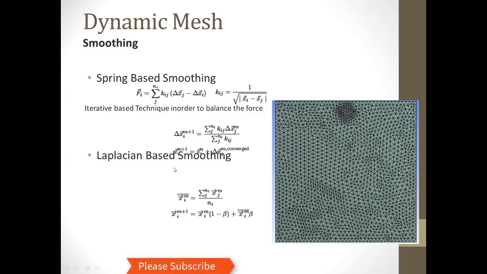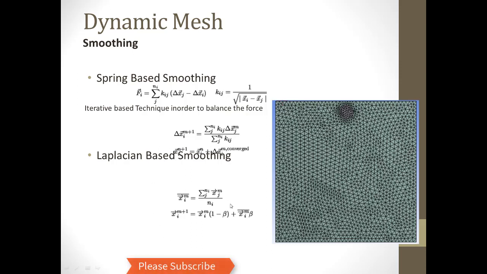Whereas in the Laplacian based smoothing, the position of the node will change in such a way that the mesh quality would improve, or else it will not change. That change is calculated using an arithmetic mean of all the positions of the nodes just beside the node which needs to move.